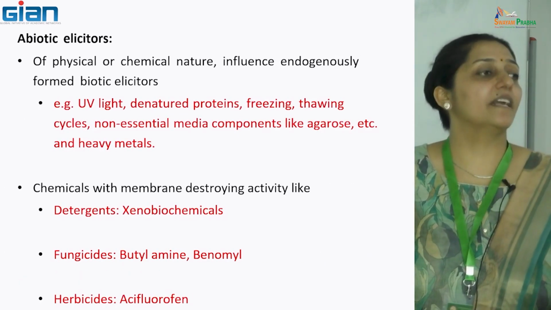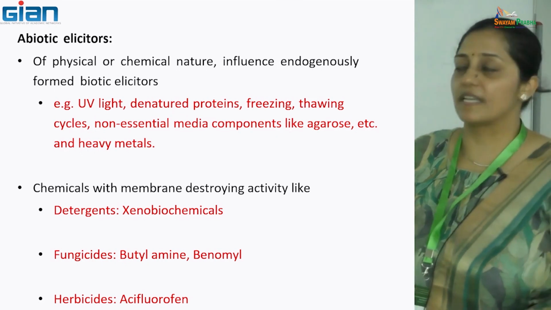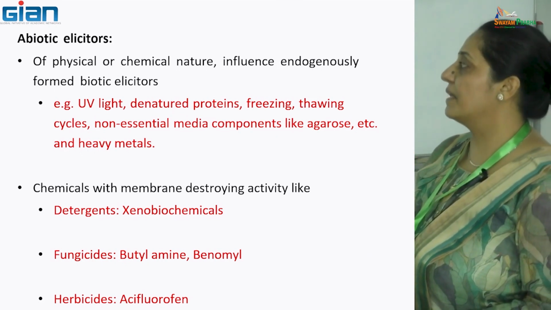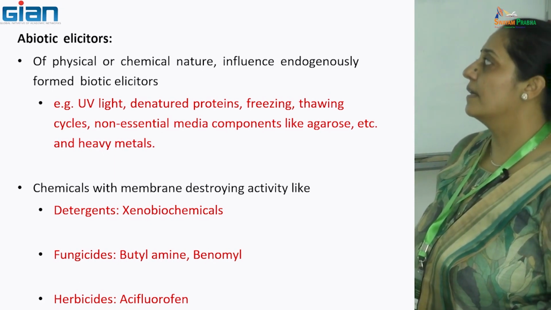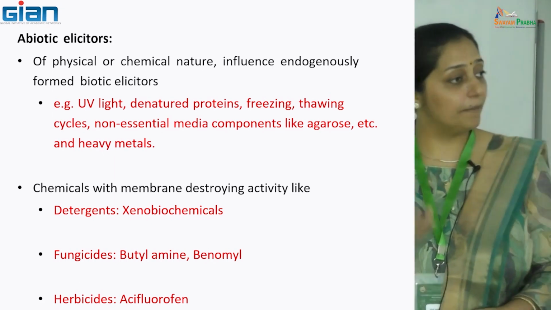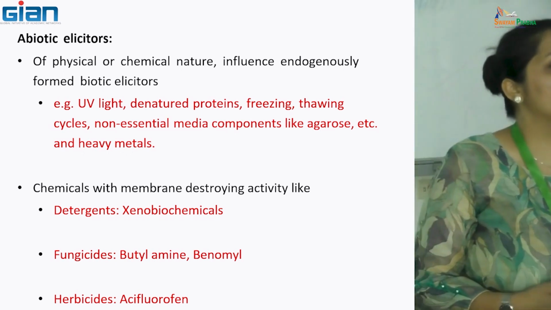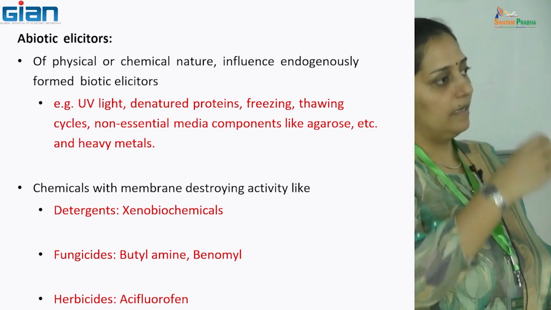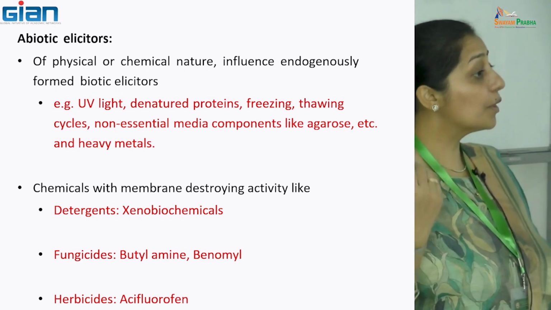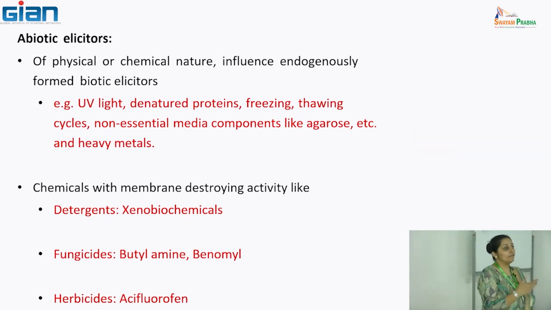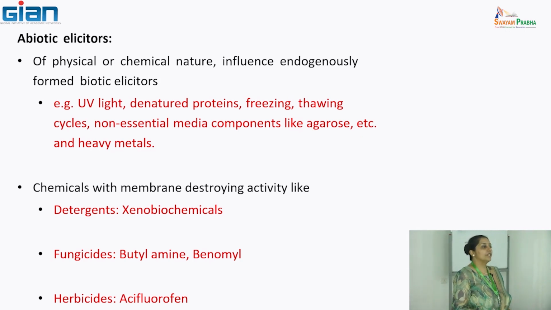Abiotic elicitors: any kind of stress inducers have been reported as abiotic elicitors. For example, people have used UV light, denatured proteins, freeze-thaw cycles, or heavy metals. But please keep in mind when you are using abiotic elicitors, if you are using very toxic chemicals like heavy metals, that can be a problem in your downstream processing, especially when you are working with pharma components. So one has to be judicious enough in choosing what kind of elicitors you are using in your system.